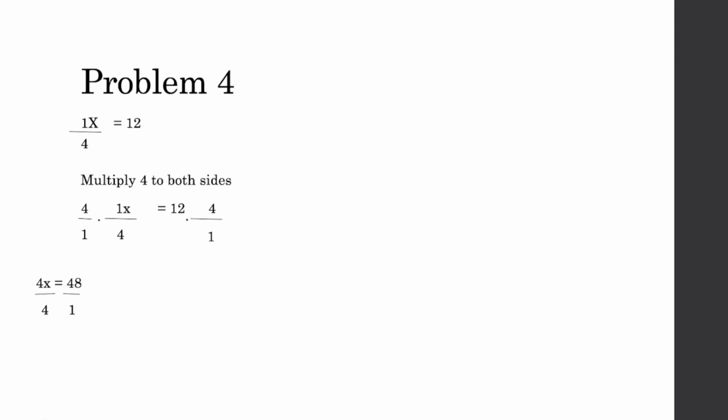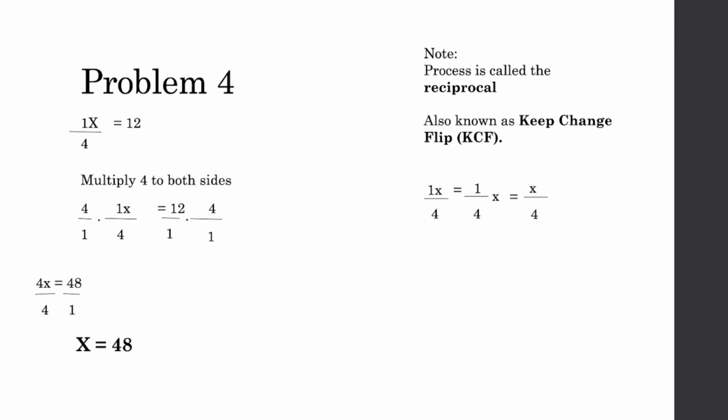When you simplify this a little bit more, you get 4x divided by 4 equals 48 over 1. We could simplify this a little bit more. What happened here is that you can divide the 4 and the 4 together. They cancel out, and you're going to be left with only x. And 48 divided by 1, anything divided by 1 gets you that number. So in this case, it's going to be 48. So let's go and check out the other stuff right here.